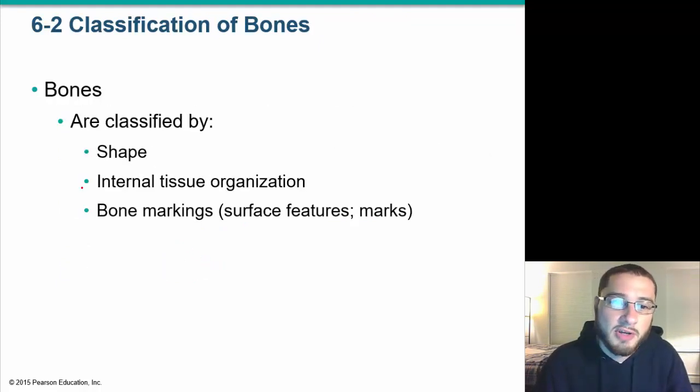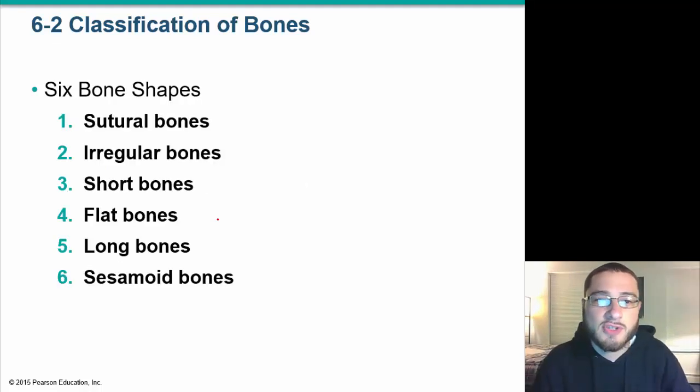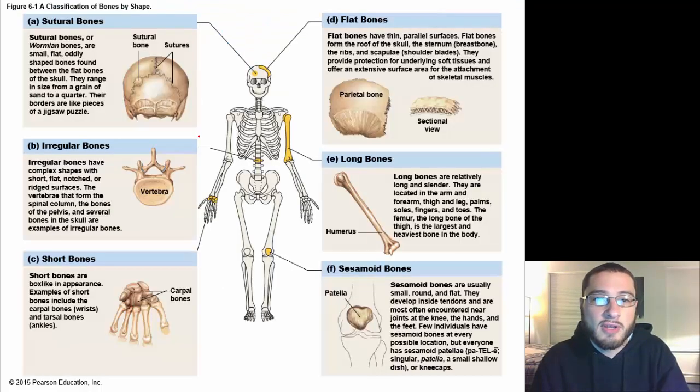Bones are classified in a number of ways. One is shape, internal tissue organization, and then also based on the bone markings, the features on the surface that make that bone different from the next bone. There are 6 bone shapes. We have sutural bones, which we find in the skull. Irregular bones, short bones, flat bones, long bones, sesamoid bones.